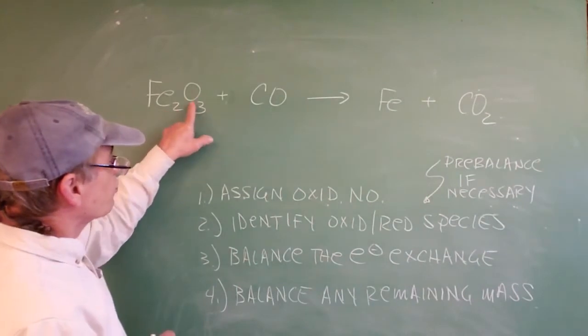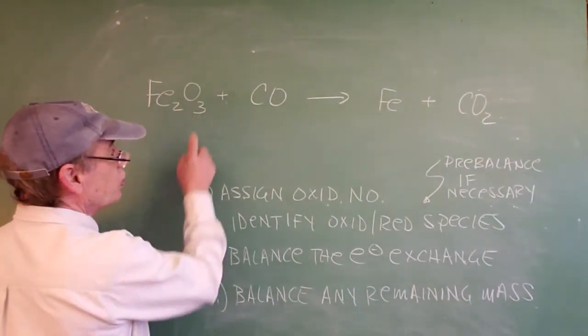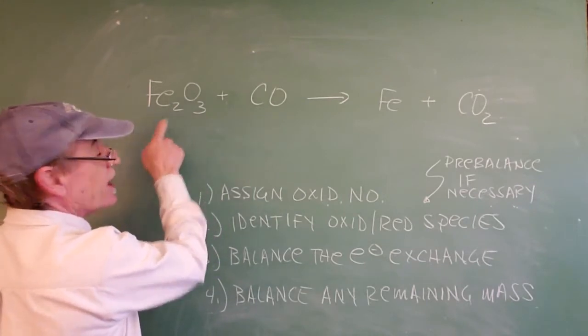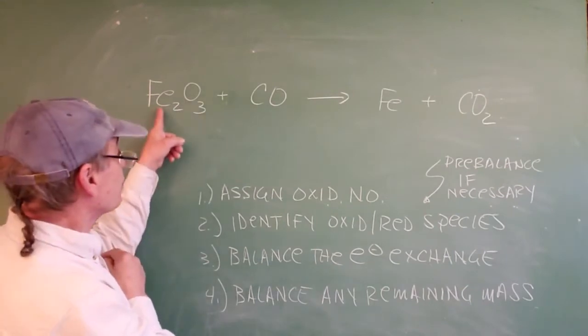Because in Fe2O3, the oxygens are -2 each. So this would be -6 charges. Well, that means that these 2 irons have to make up the other +6 charges, which would imply that this is iron +3.